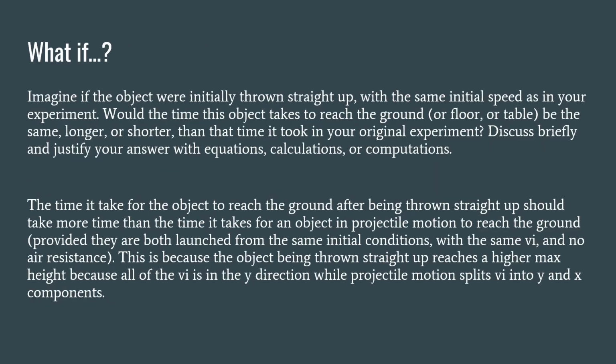So what happens if we threw our object straight up instead of in an arc in projectile motion? Would it take longer, shorter, or would it be the same? So we found that the time it would take to reach the ground after being thrown straight up should take more time than the time it takes for an object in projectile motion to reach the ground, because the object being thrown straight up reaches a higher maximum, because the v sub i is all in the y direction, while projectile motion splits its initial velocity into y and x components.